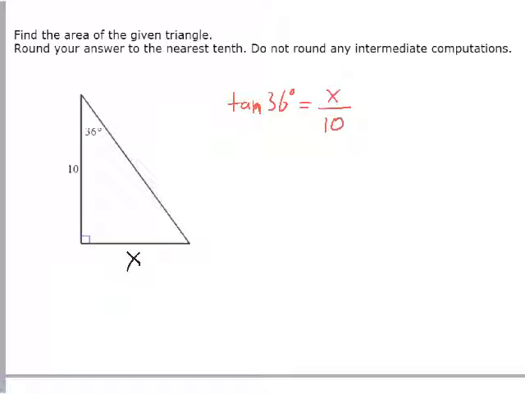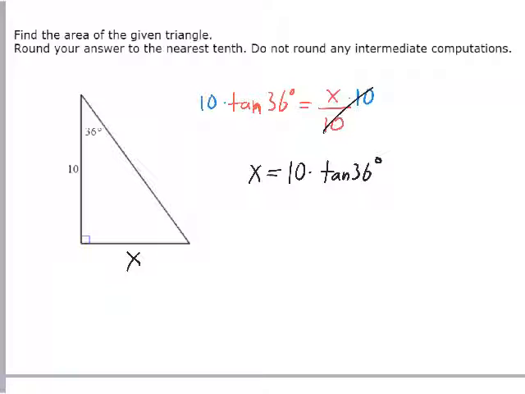To solve for x, we're going to multiply both sides by 10. So we have x equals 10 times tangent 36 degrees. This right here is the exact length, and we want to keep that because, see right here, do not round intermediate computations. So that is the exact value of this side. I don't want to find the decimal. The decimal is about 7 something.